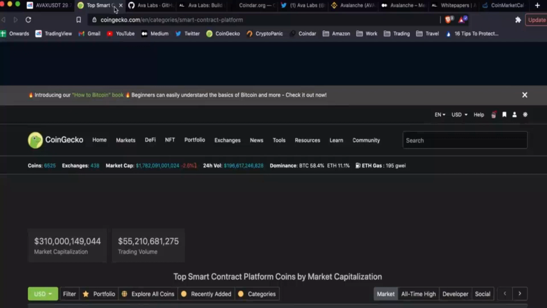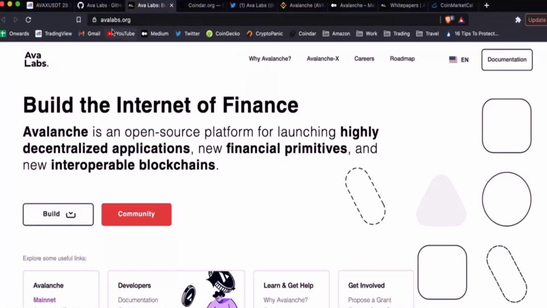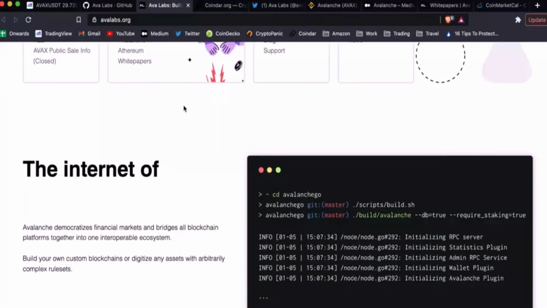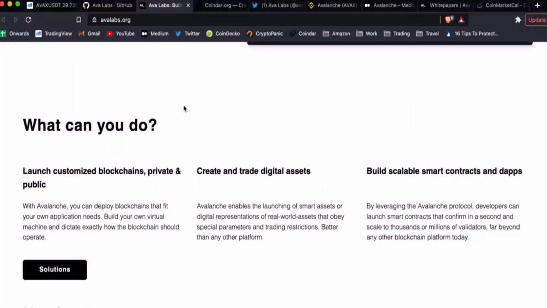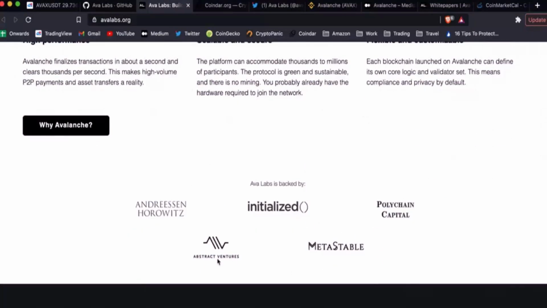Okay, moving on, we're going to go to the Ava Labs website here, okay? So here on the website is another place to do more fundamental research. You're going to want to read their project, make sure they have a nice website, they have a community, you're going to read about their team, read about what you can do on the blockchain, see if they're live yet. You're going to want to look at their roadmap, their key features, who they're backed by from a VC or capital financing standpoint.